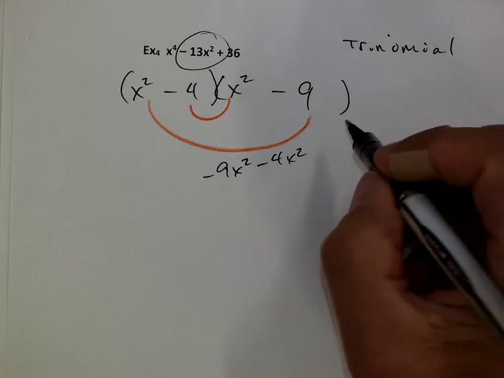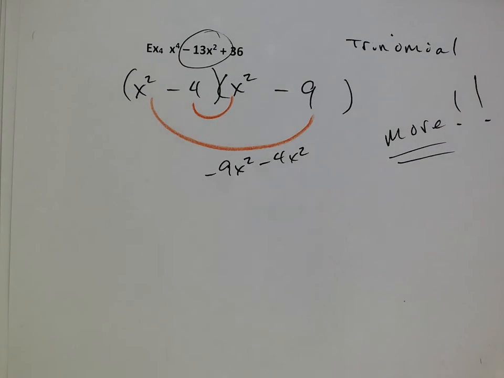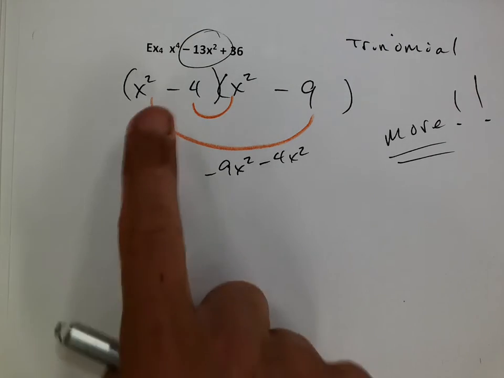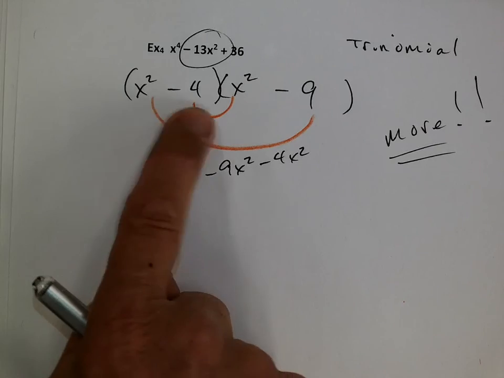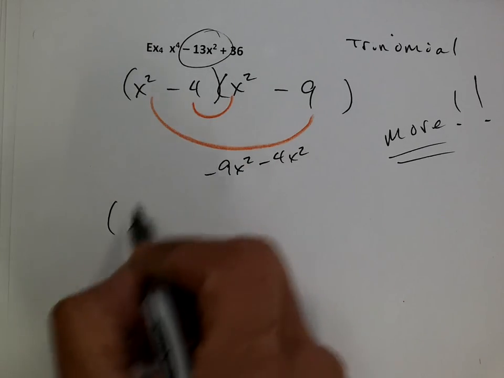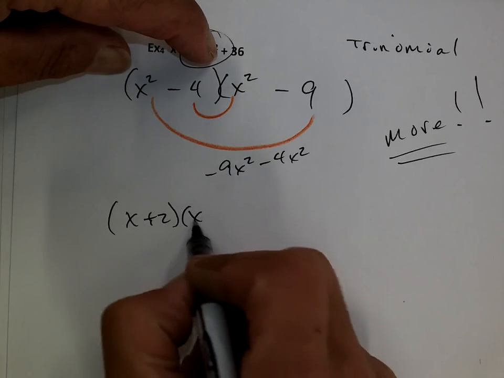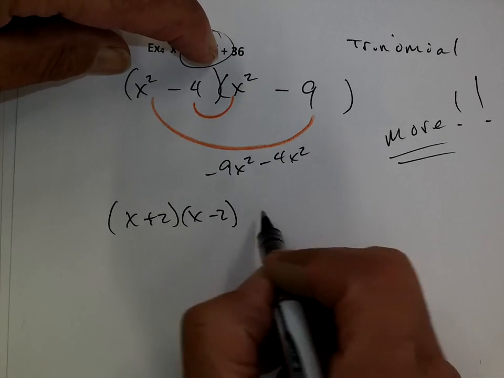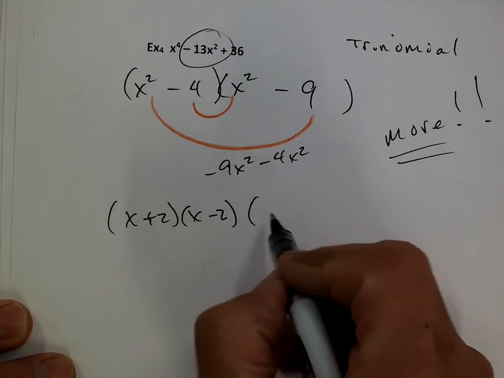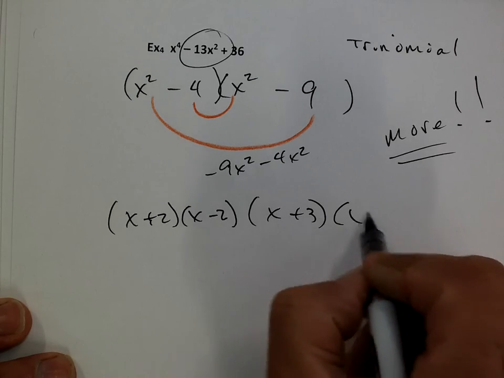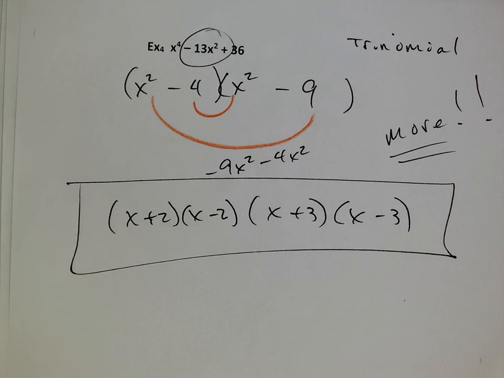Except there's more, because you can factor more. You can factor both of these again. So instead of x squared minus 4, that's x plus 2, x minus 2, right? And instead of x squared minus 9, that's x plus 3, x minus 3. And that is all I can do, and I've completely factored it.